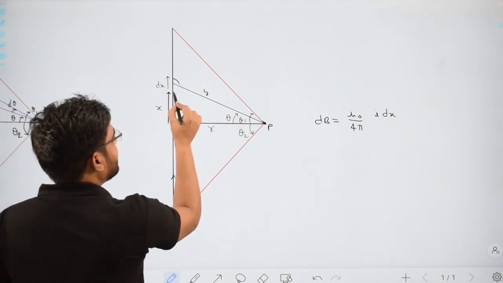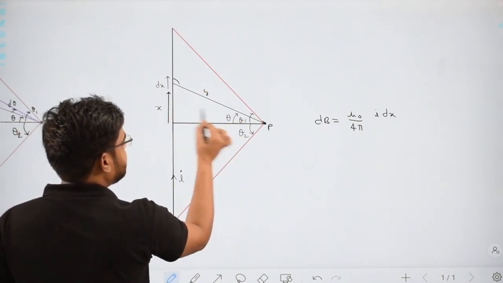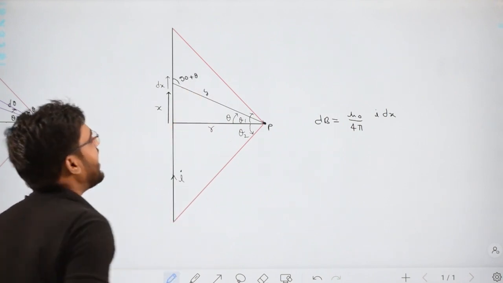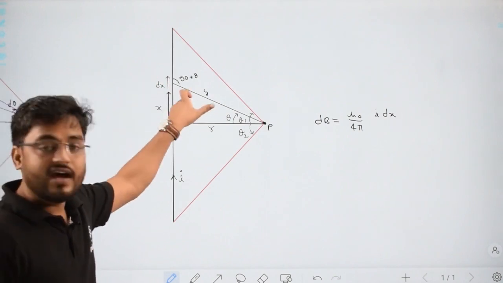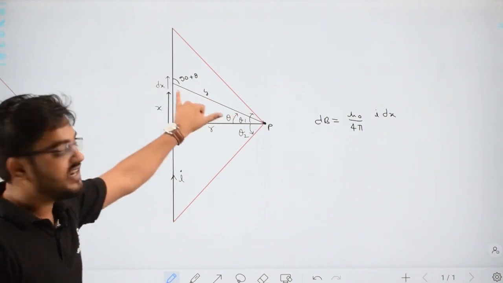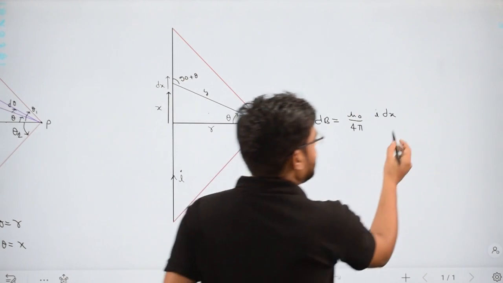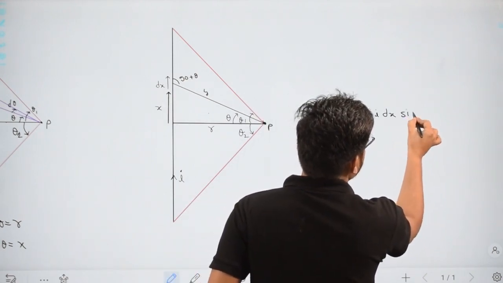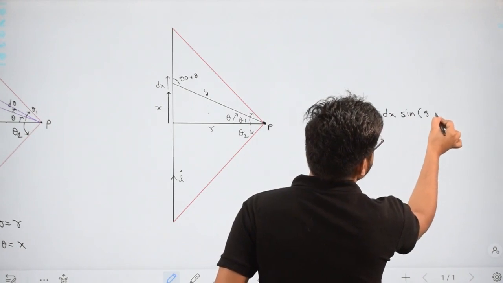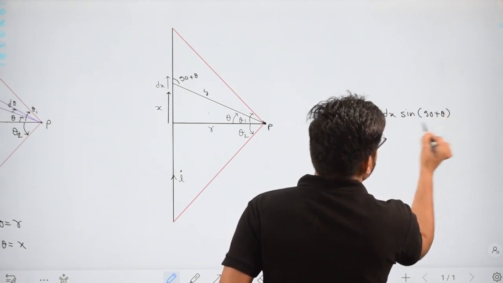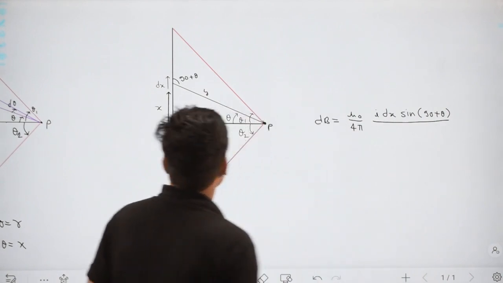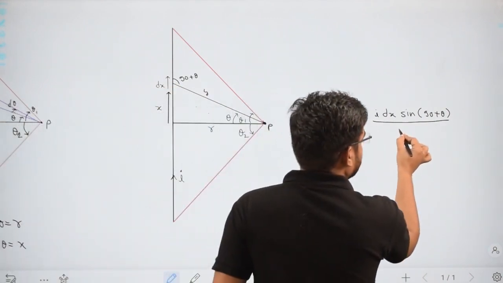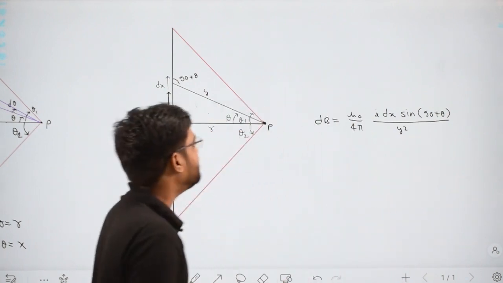So, this is my theta. This is 90 minus theta, so this is going to be 90 plus theta. So, the angle between this dx vector and y vector, which is the dl vector and r vector, is nothing but 90 plus theta. So, I'll write sine of 90 plus theta upon r square, which is y square in this case. This is my small magnetic field produced due to this.